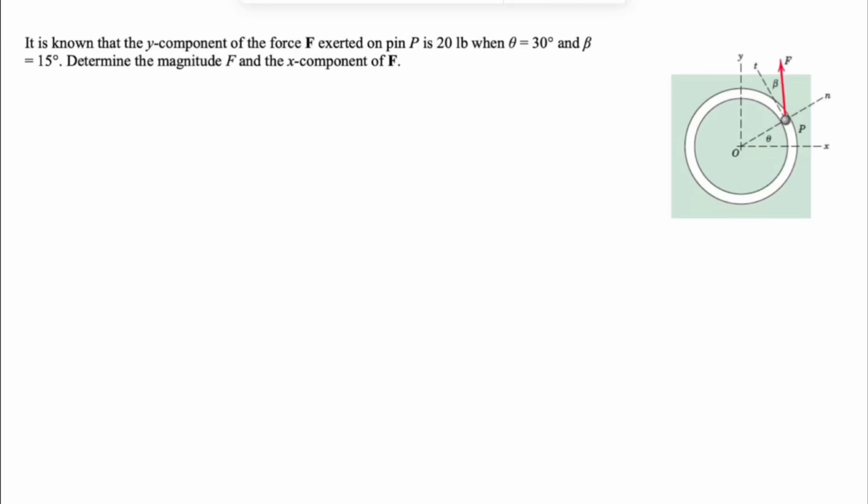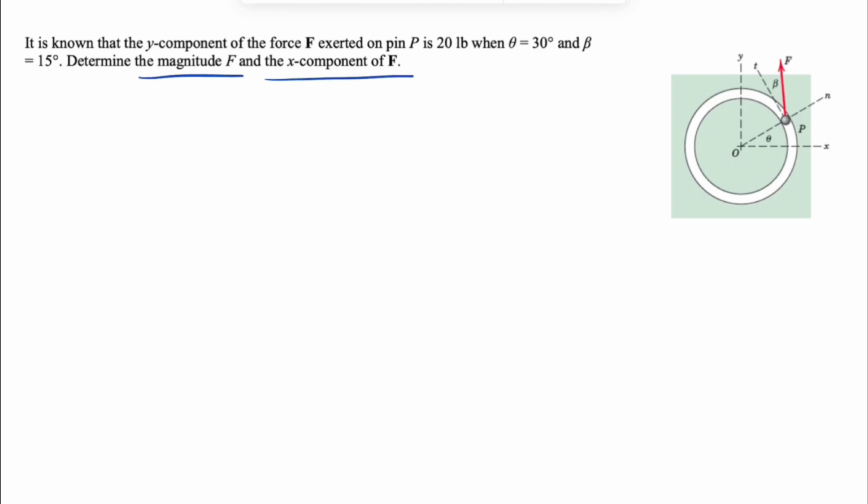Alright guys, let's see how we can solve another question from the second chapter of the Meriam textbook, Engineering Mechanics. In this one, it's known that the y component of the force F exerted on P is 20 pounds. We know the angle theta is 30 degrees and angle beta is 15 degrees. We need to determine the magnitude of the force F and also the x component of the force F.